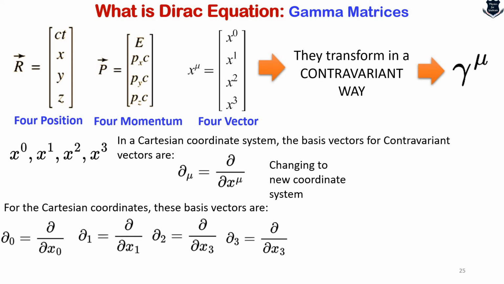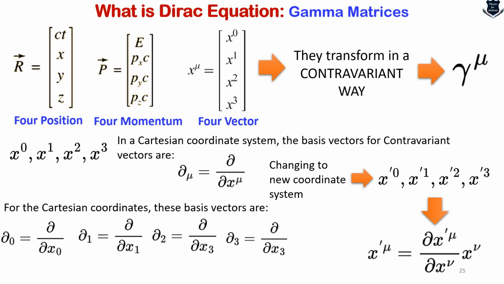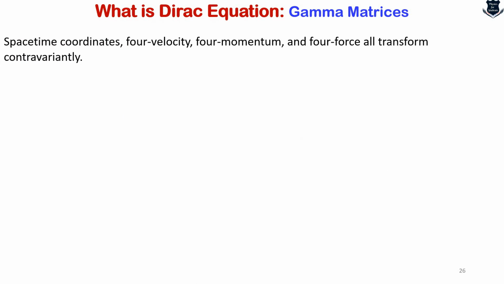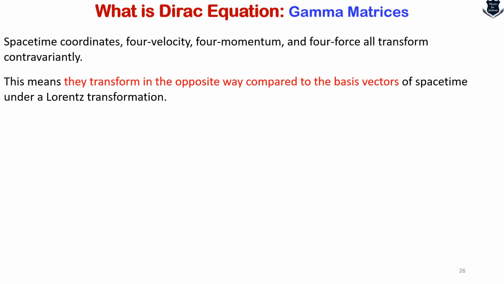But if I change the vectors to prime vectors, x prime 0, x prime 1, whatever the way it is changing, then the tensor component would be contravariant. See, x prime mu, del x prime mu by del x nu, x nu. That means it is gone in the upstairs. That means again it is what is called the contravariant transformation. So space-time coordinates, 4 velocity, etc. from special relativity, they transform contravariantly. This means they transform in the opposite way.